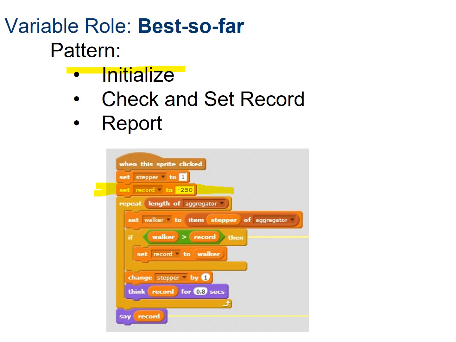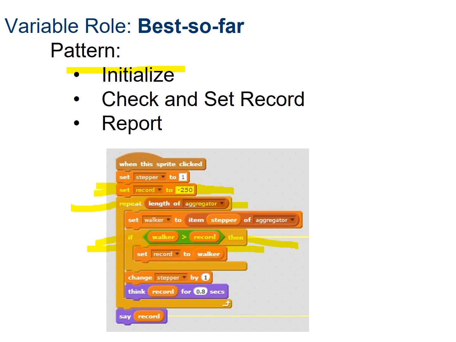Now we're going through the entire aggregator here. If our walker is greater than the record, which it will be because it has to be greater than -249, then we're going to set the new record. So let's say the next location they click on is -240. Then our record is -240. Then we go ahead and repeat, going through the entire loop.